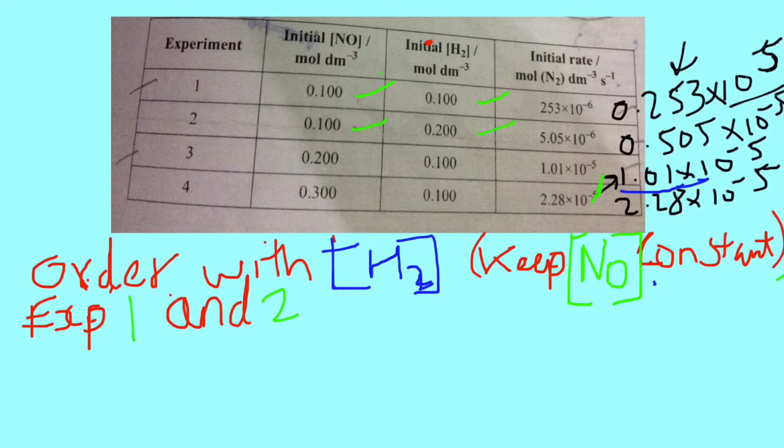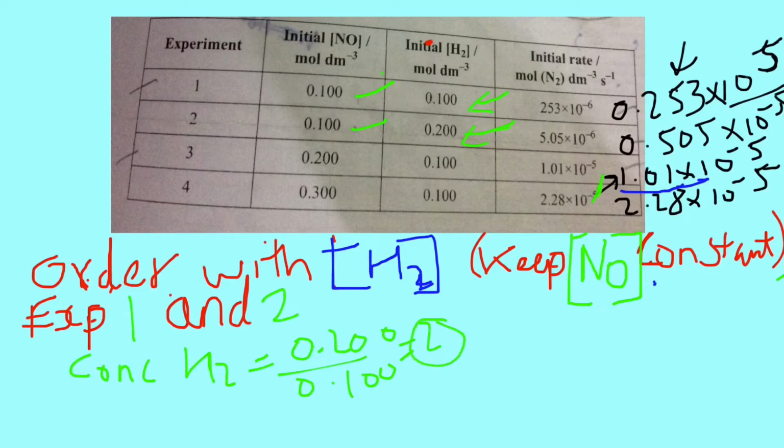So first we will find for the concentration of H2. For the concentration of H2, we have to divide the value from experiment 2, the higher value, by the lower value. So we will keep this in the numerator. So 0.200 upon 0.1, so it will become 2. So concentration is coming as 2 here.